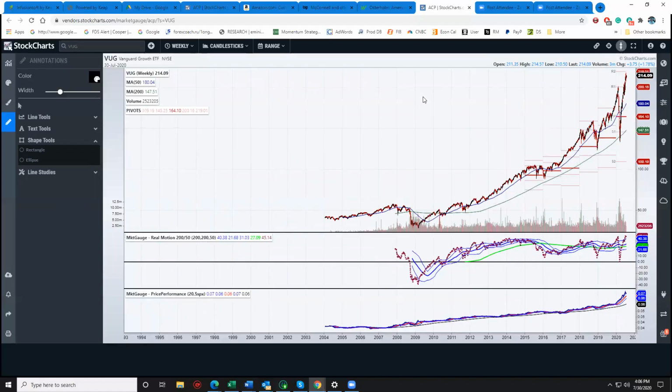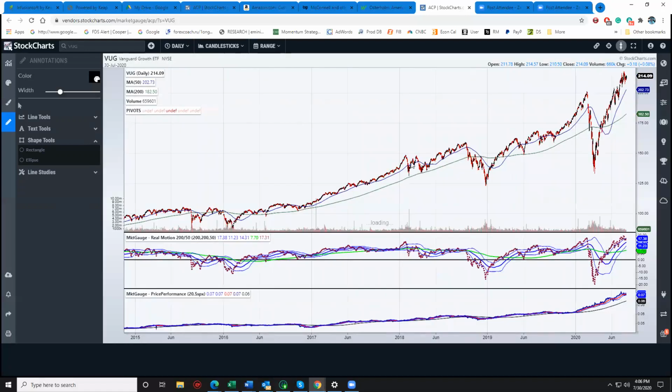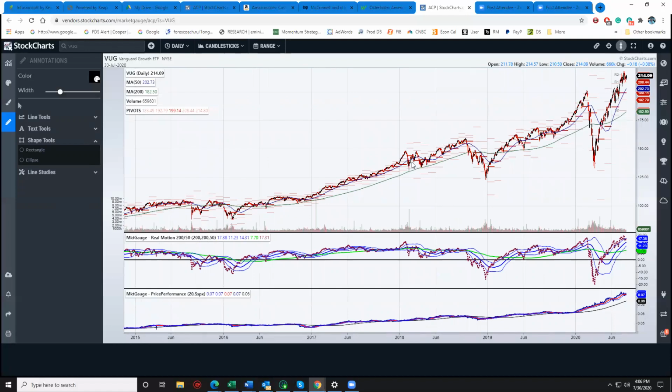So, wow, right? Growth stocks, you can see, are in a parabolic move up. Moving back to the dailies, the big theme of should we get into value stocks versus growth, you really can't compare the two. Growth is still really, really strong.